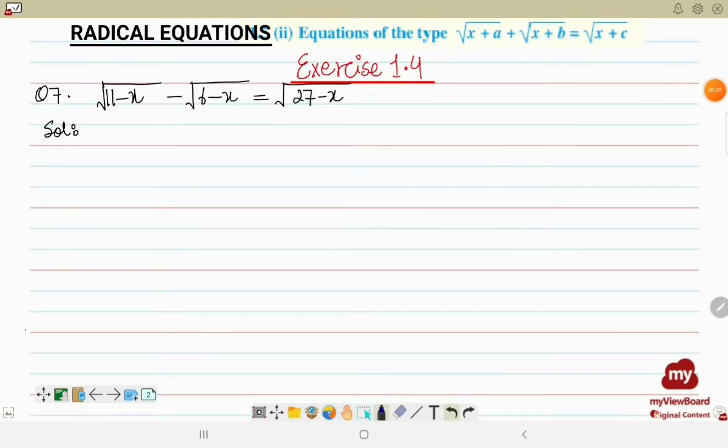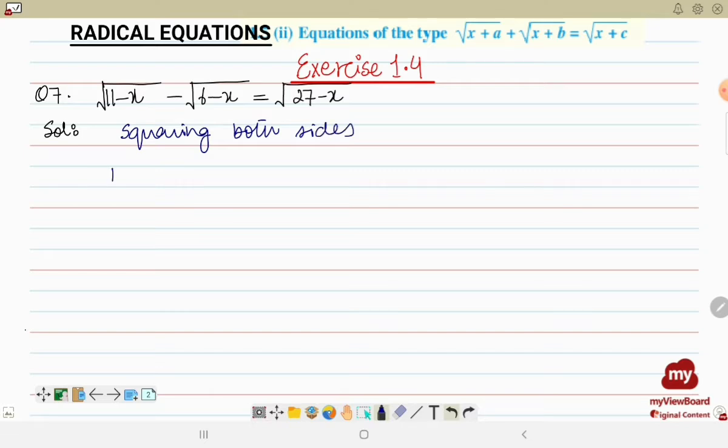Let's solve one more question of the same exercise in which a radical equation is given to us. Again we are having three radical signs. We are going to remove them so that we can easily find out the values of x. So what we are going to do, we'll square both of its sides. We'll write squaring both sides.